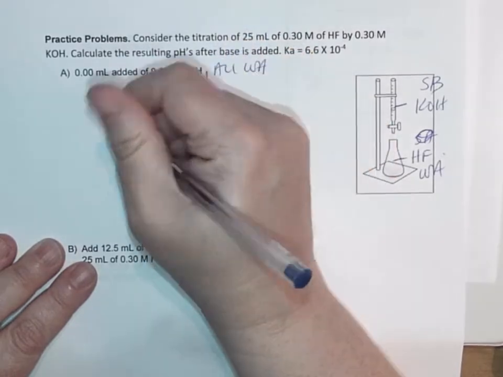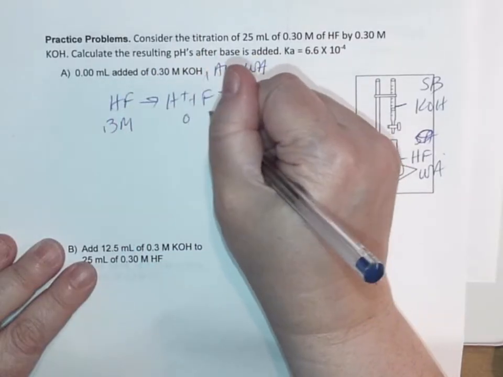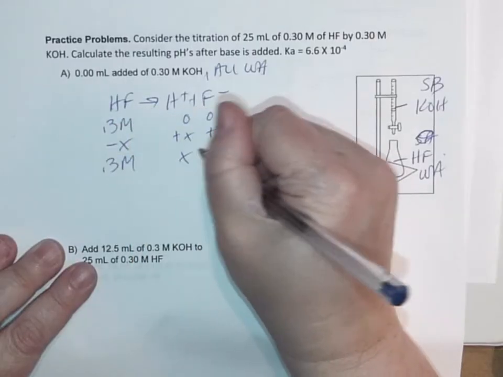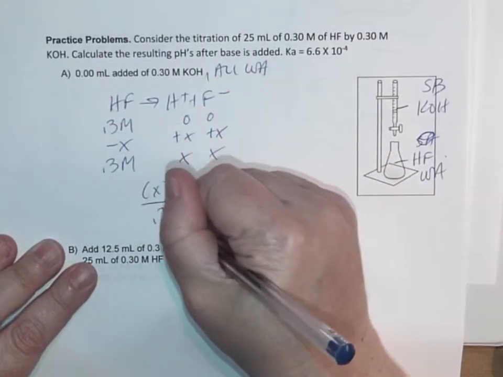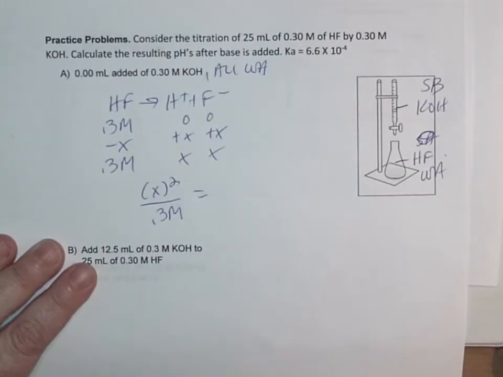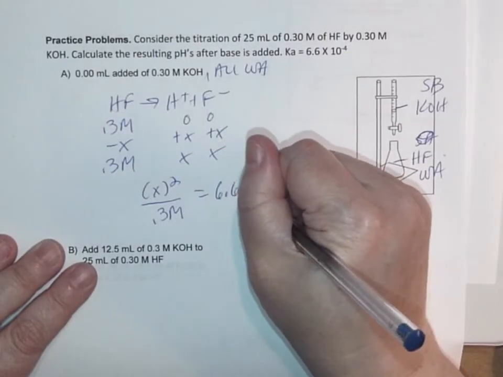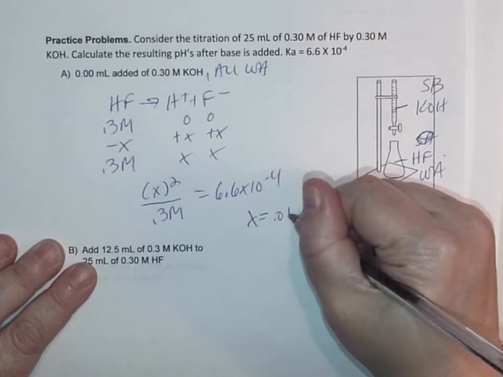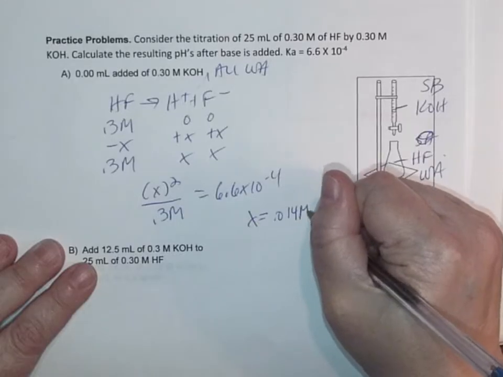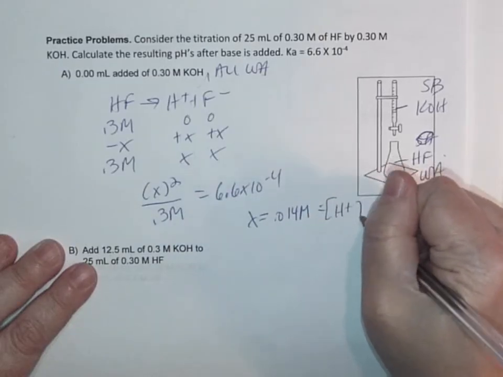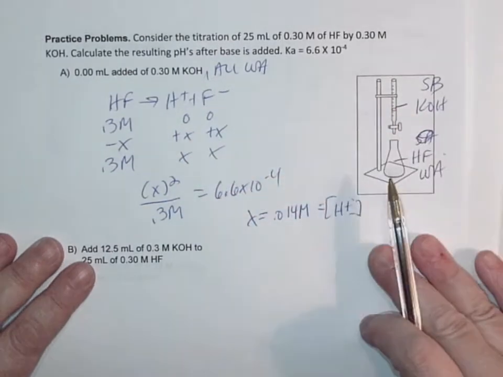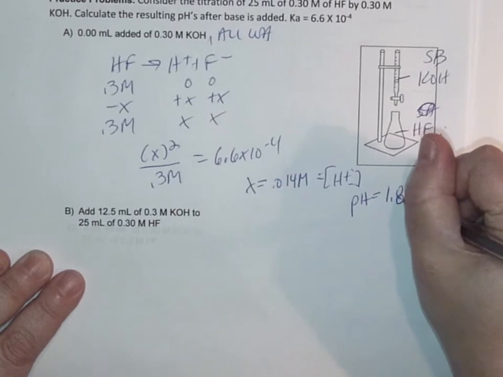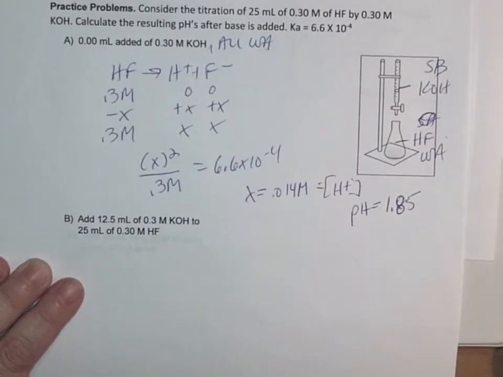When you dissociate that weak acid, we start with 0.3 molar, nothing of that. Eventually it makes some on the other side, and so it becomes x squared over 0.3 molar is equal to the Ka, 6.6 times 10 to the negative fourth. So when I finish this and I get an x of 0.014 molar, I know that it's equal to the hydrogen ion. It's giving me that concentration. I can easily go on and get a pH from that information of 1.85.